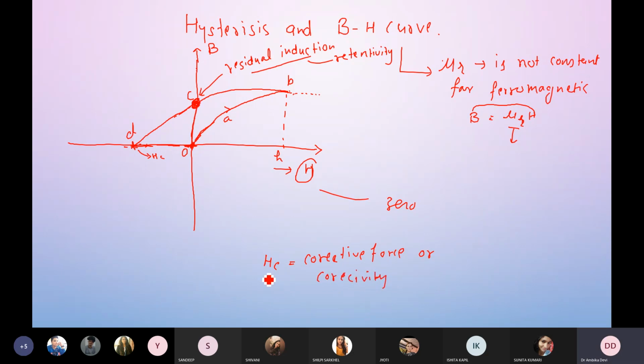So this is the amount of the field, or this is the amount of the force which needs to be applied to the sample in order to bring its magnetic flux density to zero.